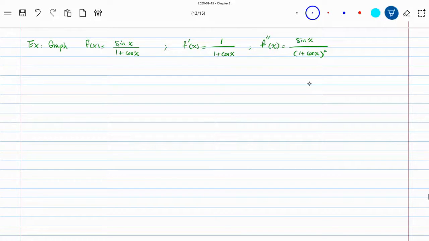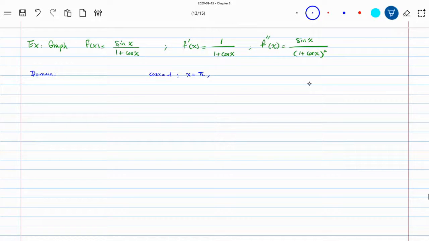What is the first step? First step is to find the domain. Okay. Domain would be all real numbers except the points that make the denominator 0. Where do you get 1 plus cosine x equal to 0? Which means, where do you have cosine to be negative 1? And that happens when x equals pi. That's the only time that cosine is negative 1.